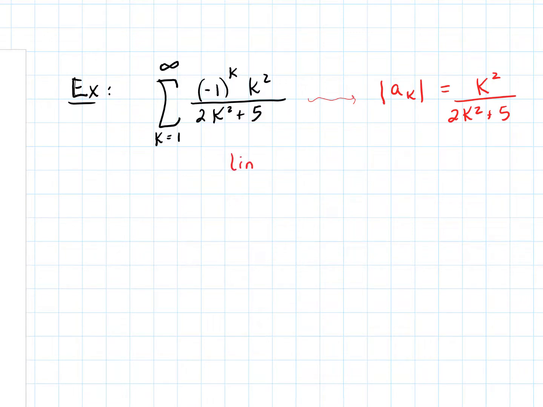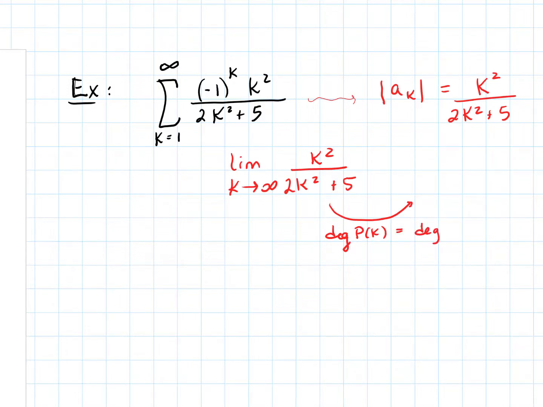If I take the limit of that, I can see very quickly that that is two polynomials. There are lots of ways to deal with that. I'm just going to say that the degree of p of k equals the degree of q of k, and therefore the limit is going to be the ratio of the coefficients, 1 over 2. But that is clearly not equal to 0.